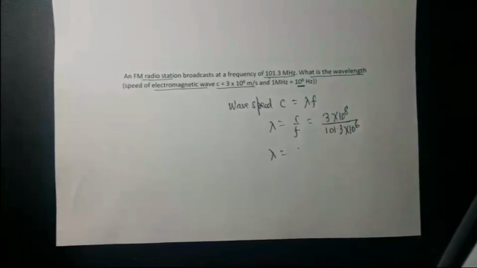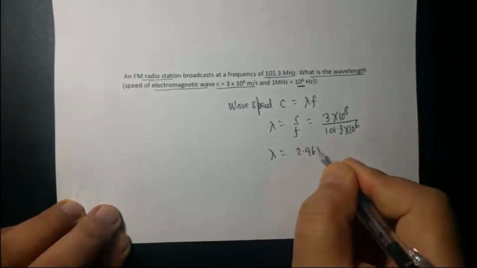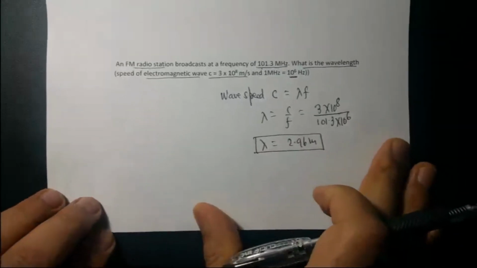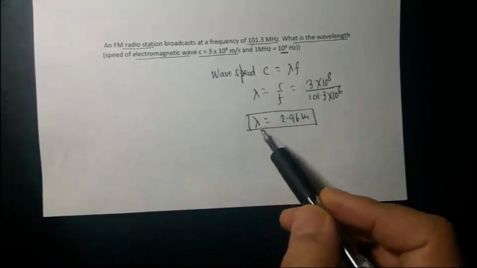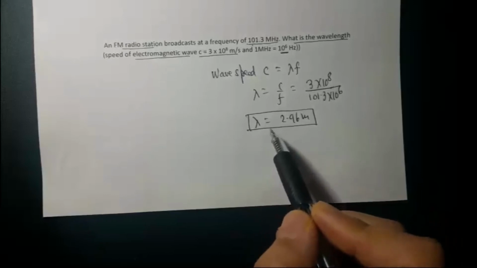So it's 2.96 meters. That's the wavelength of this particular radio wave. Radio waves are low frequency waves, with a much longer wavelength.